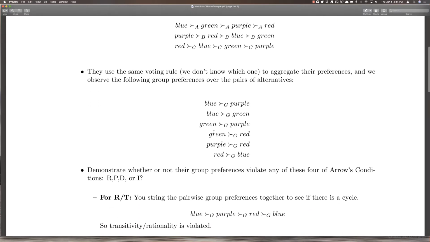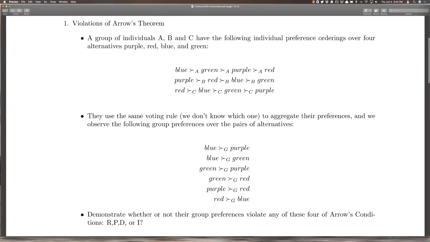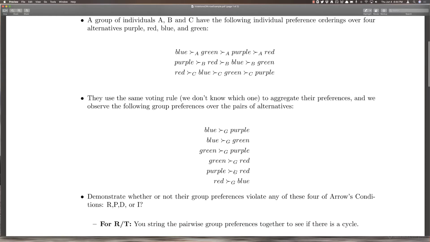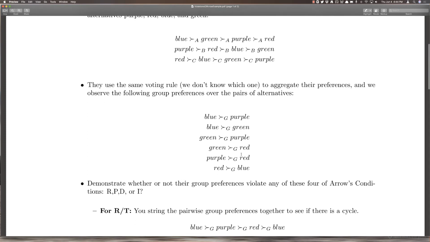What about green versus red? All right, does everyone prefer green to red, or maybe everyone prefers red to green? Green over red for person A, but red over green for person B. All right, let's go to the next to the last one. What about purple versus red? Does everyone prefer purple to red, or does everyone prefer red to purple?